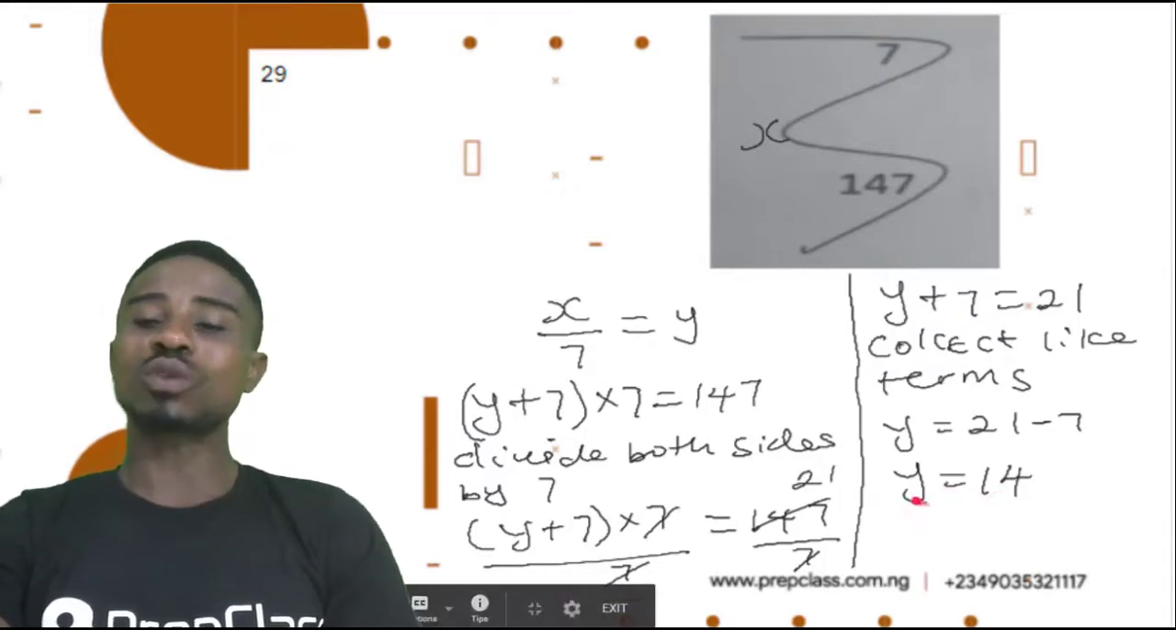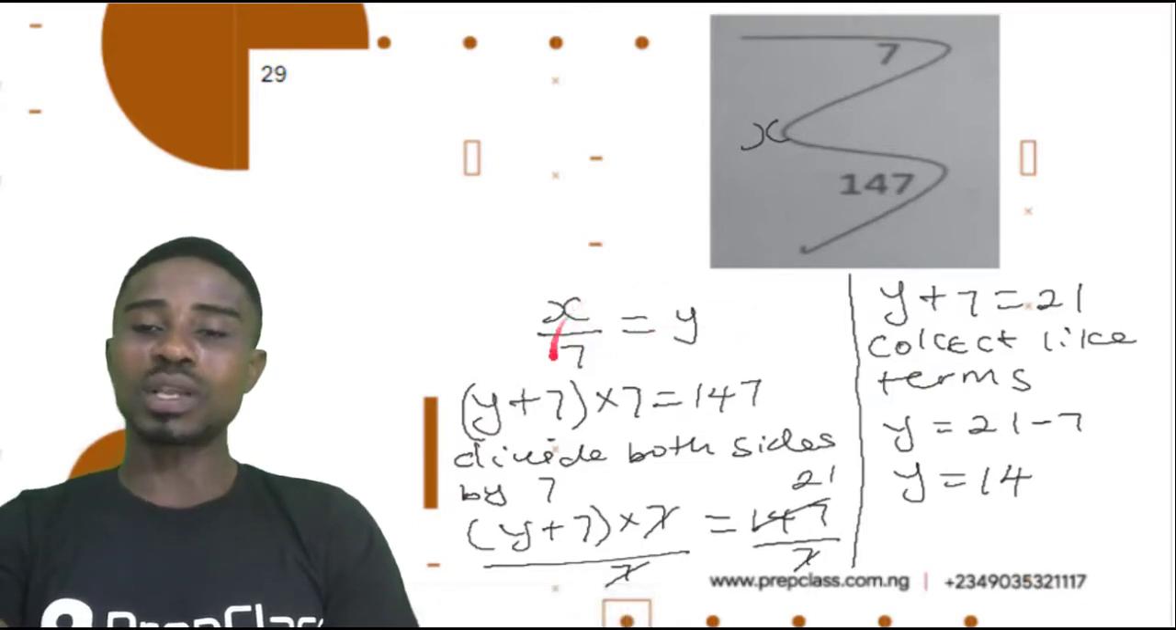So since we found Y equal to 14, let's remember X over 7 is equal to Y. So we're going to replace it in this equation to get X.